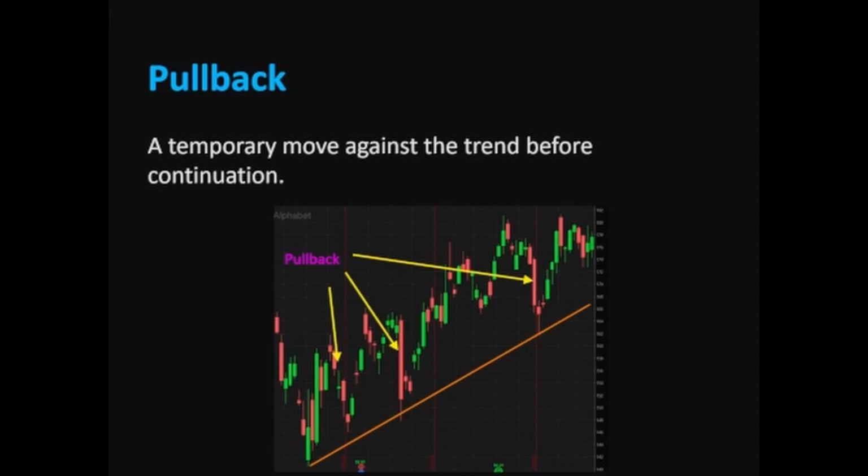Pullbacks are used to identify resistance lines, support lines, uptrends, downtrends. They are the negative move against the overall direction of the stock trade. So when you identify these pullbacks, you could potentially find an opportunity to buy a stock and make money.